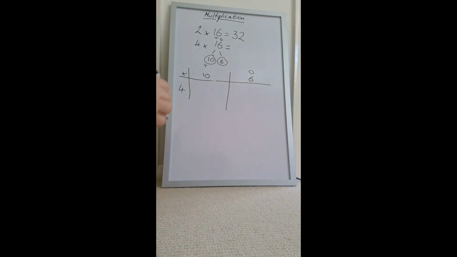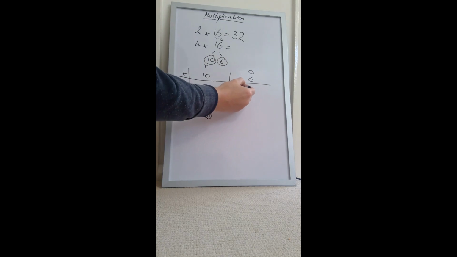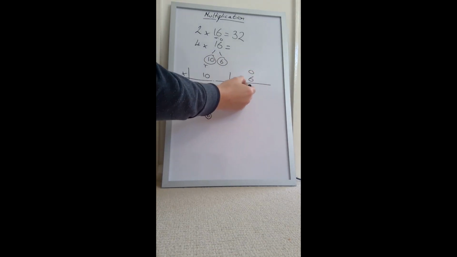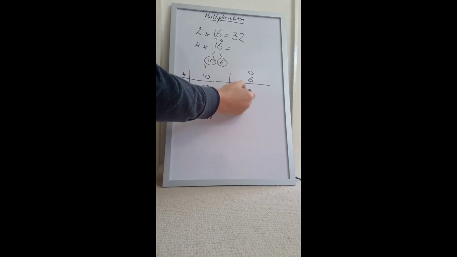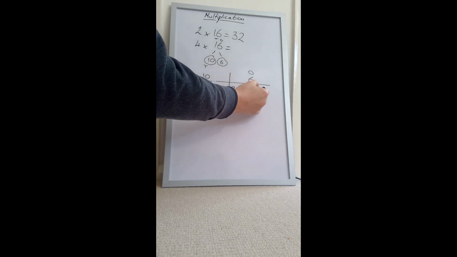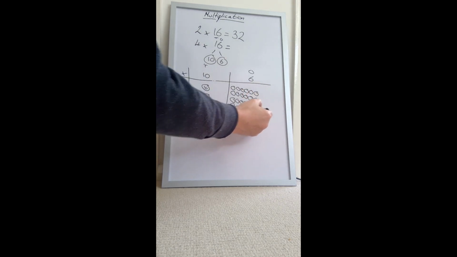So in this case, 4 multiplied by 10, 10, 20, 30, 40. Remember, you can label, but if you are confident you don't need to. Then it's 4 multiplied by 6. So we have our 4 rows and our 6 columns. First column, second, third, fourth, fifth, and final 6th column.